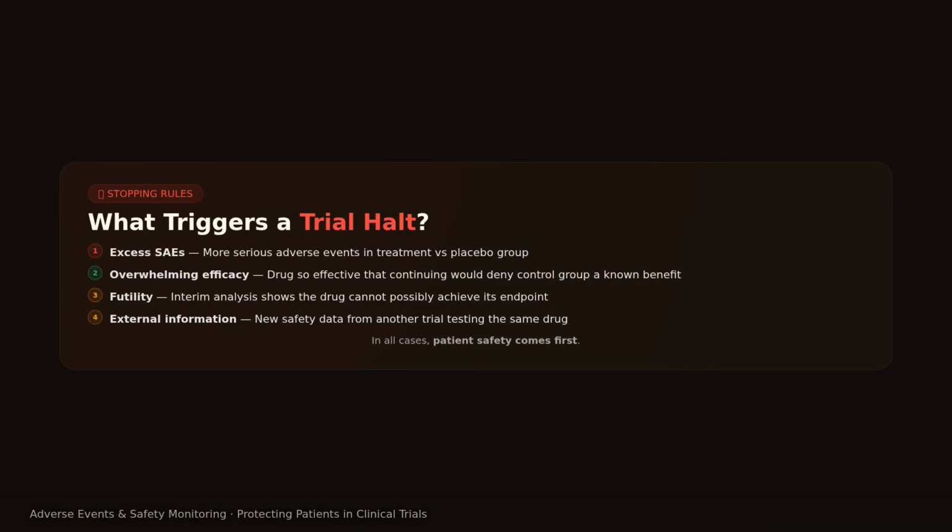An excess of serious adverse events in the treatment group compared to placebo is the most common reason. A clear demonstration of overwhelming efficacy, where the drug is so effective that continuing the trial would deny the control group a known benefit. Futility, where interim analysis shows the drug cannot possibly achieve its endpoint. Or new safety information from another trial testing the same drug. In all cases, patient safety comes first.